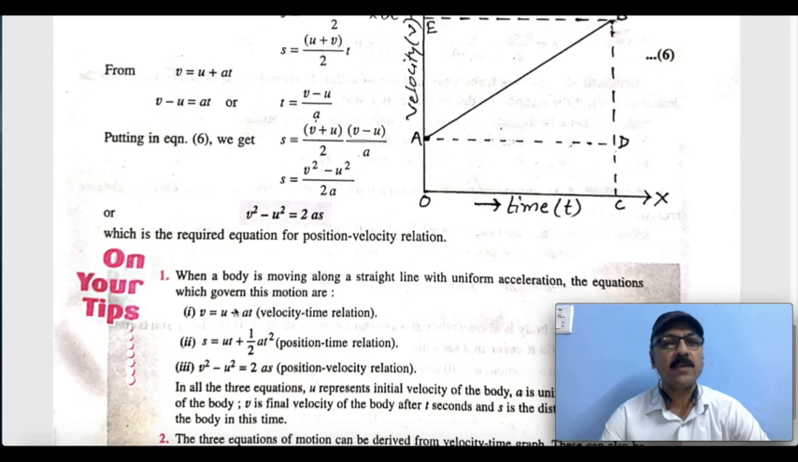So remember here the three equations of motion. First is V equals U plus AT. Second one is S equals UT plus half AT square. And third one is V square minus U square equals 2AS, where U is the initial velocity, V is the final velocity, A is the acceleration, T is the time, and S is the distance covered by the body. Okay, thank you.